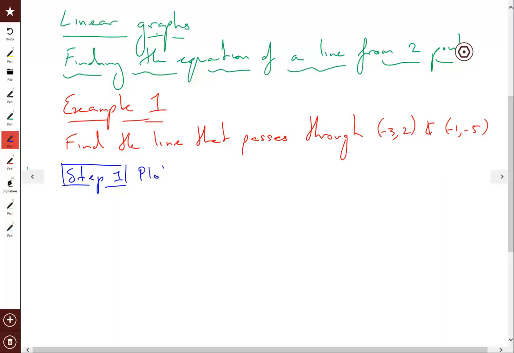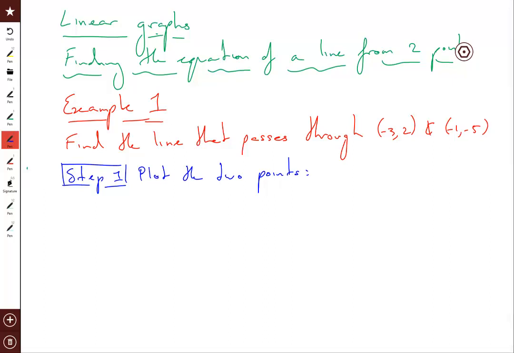So we're going to plot the 2 points. And this is just a way to check that we're not going to make a silly mistake, that we're not going to do something really that's going to cost us marks. So I just do this by freehand. I'm not going to bother ruling anything because this isn't for marks, it's just for my own understanding.